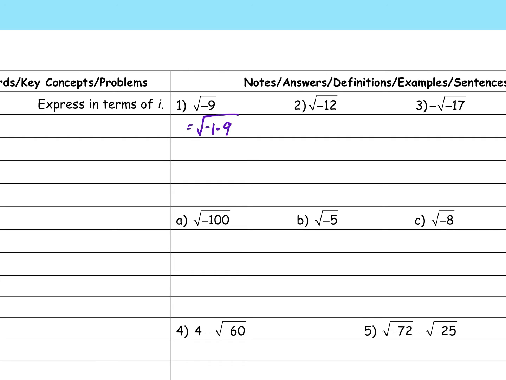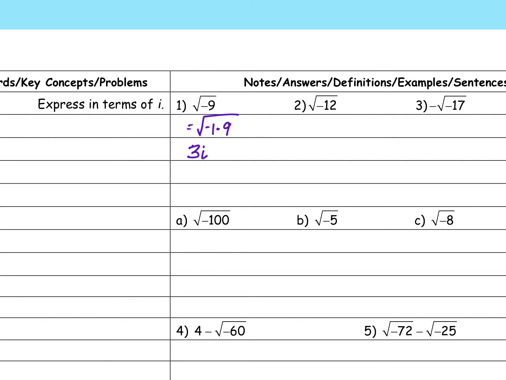You two quit talking. The square root of 9 is 3. And then we know by definition that the square root of -1 is i. So the square root of -9 is 3i. Because the square root of 9 is 3.